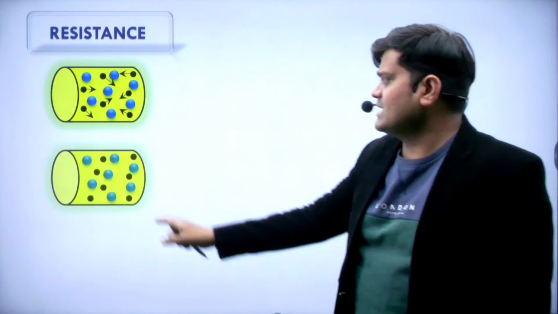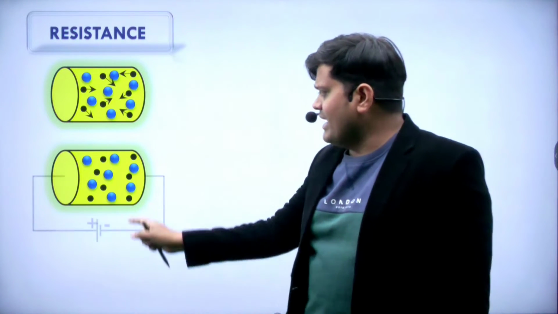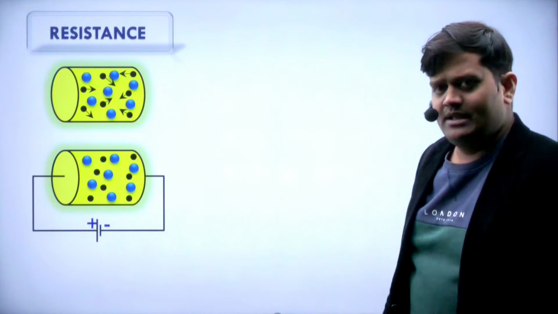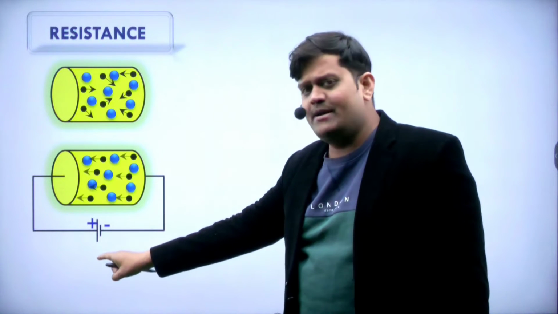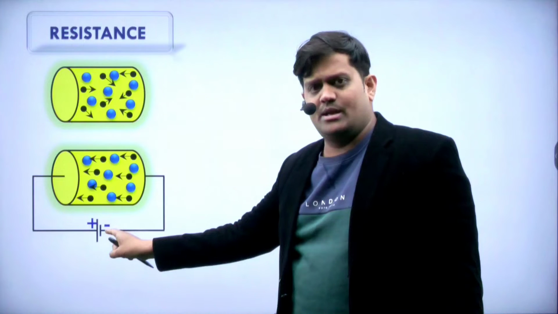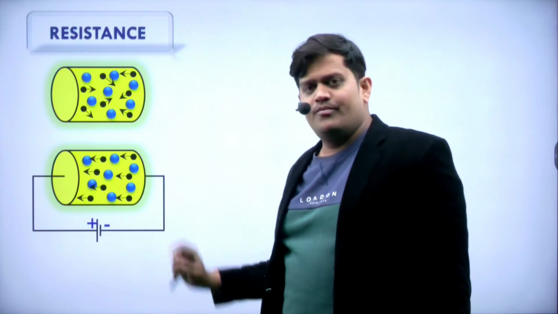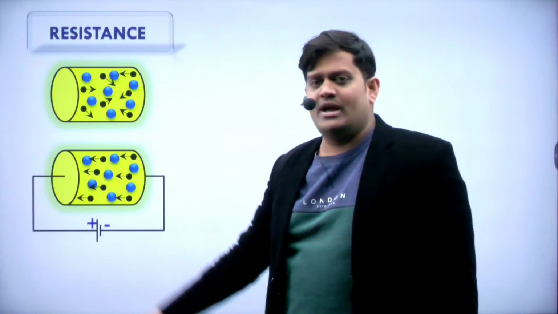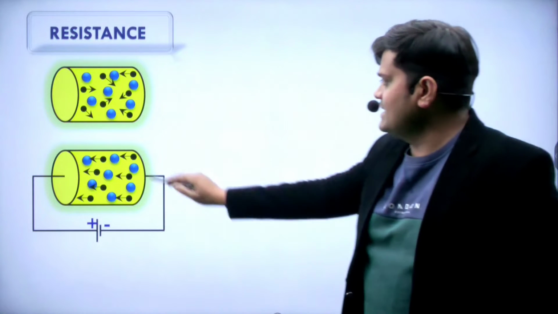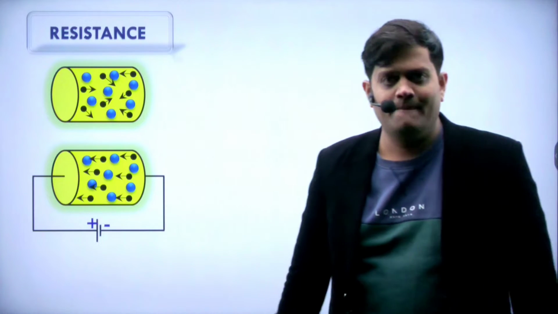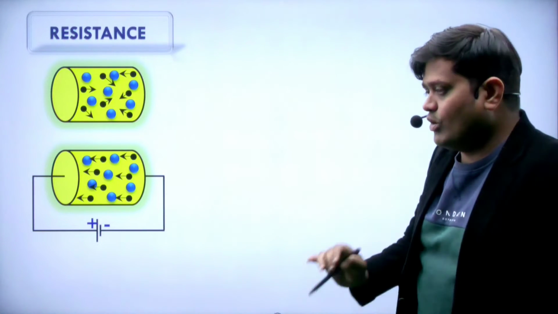Now the conductor is connected to the supply with potential difference V. There is a higher and a lower terminal. Current flows from high to low and electrons flow from low to high. So these electrons have a specific direction. In this condition, what happens?